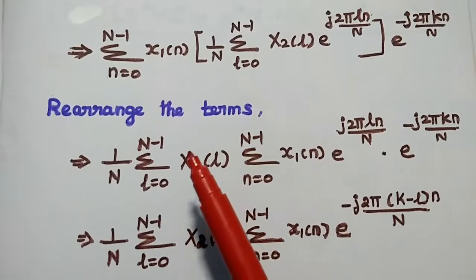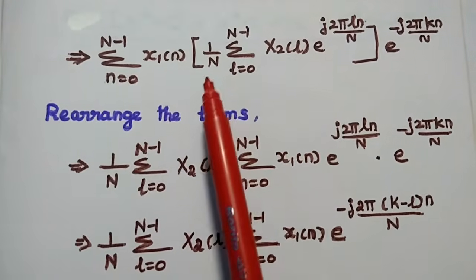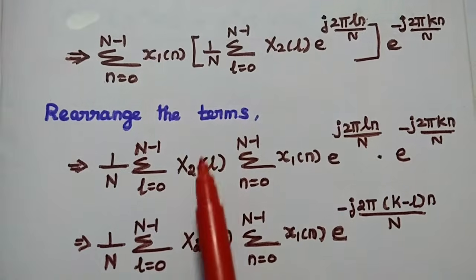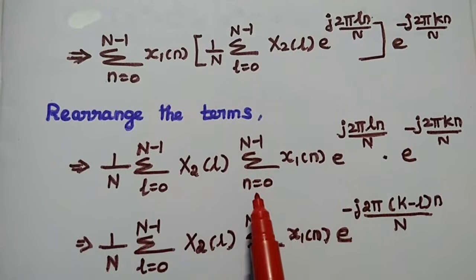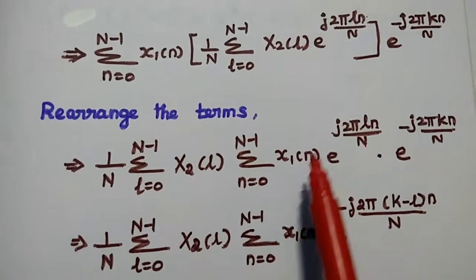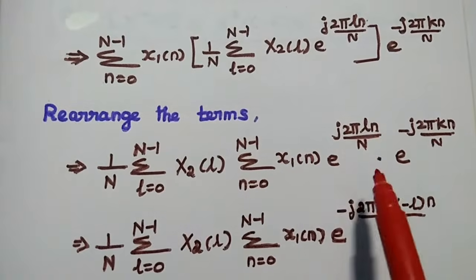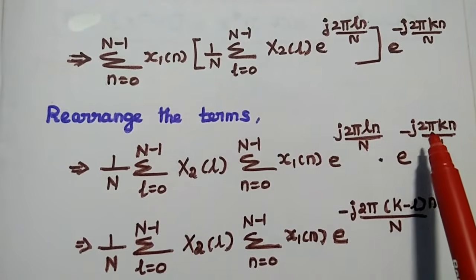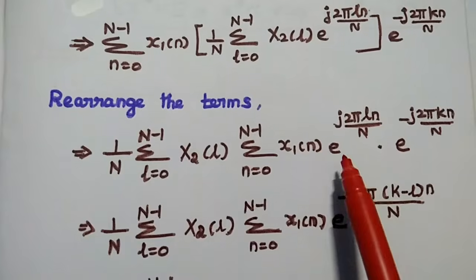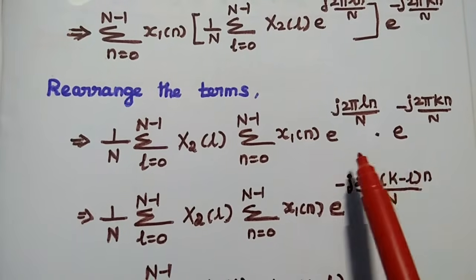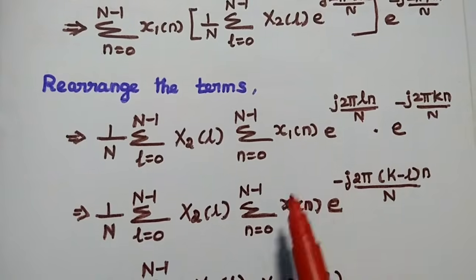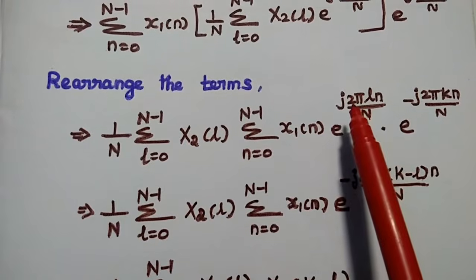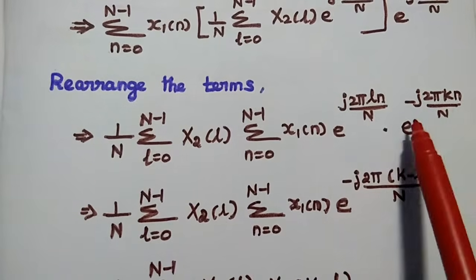Next, we are going to rearrange the terms. Here we can take 1 by N summation L is equal to 0 to N minus 1 and X2 of L first, and then move the summation n is equal to 0 to N minus 1 x1 of n and the remaining exponential terms, e power j 2 pi ln by N into e power minus j 2 pi kn by N. Here the exponential terms are in multiplication, so we are going to add the powers. So we get summation n is equal to 0 to N minus 1 x1 of n e power j 2 pi n by N is common here.